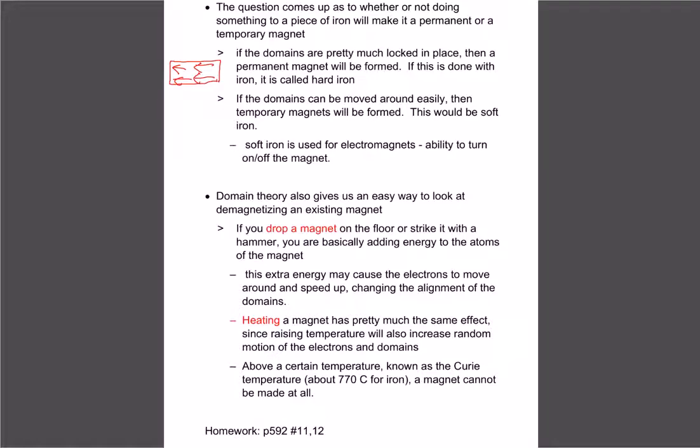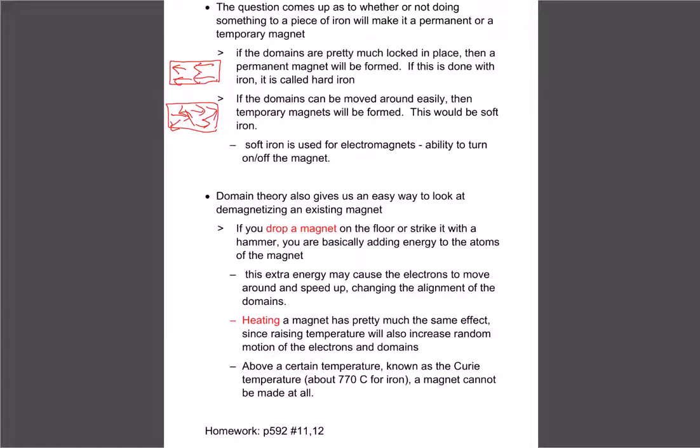If the domains can be moved around easily, so if we have a chunk of metal where the domains can be lined up if they're near a magnet, and as soon as we move the magnet, they get all scrambled up and point in different directions again, then we say that would just be a temporary magnet. The name for that is, if we just create regular metal, we usually call it soft iron, where those domains are all scrambled up.